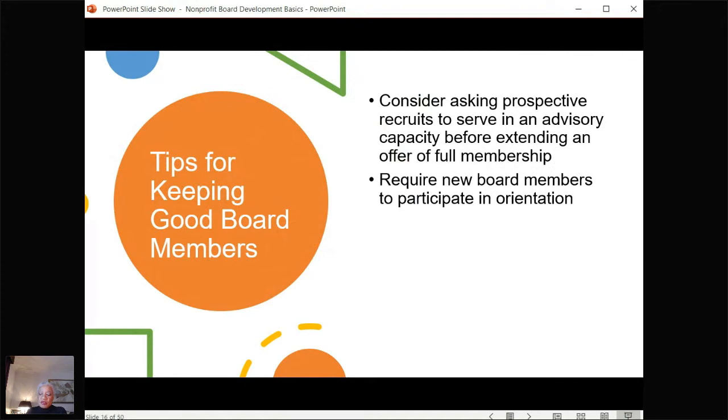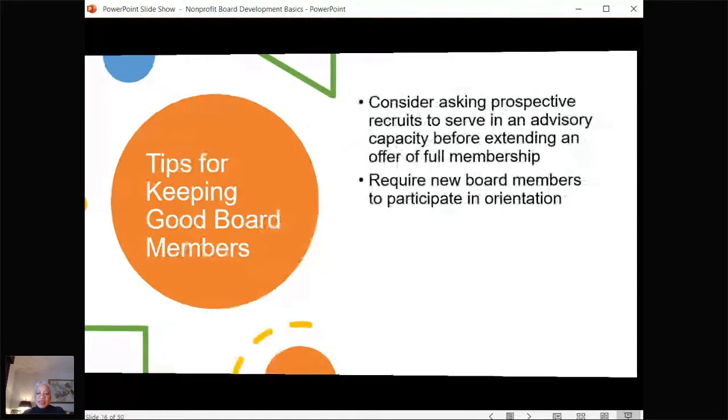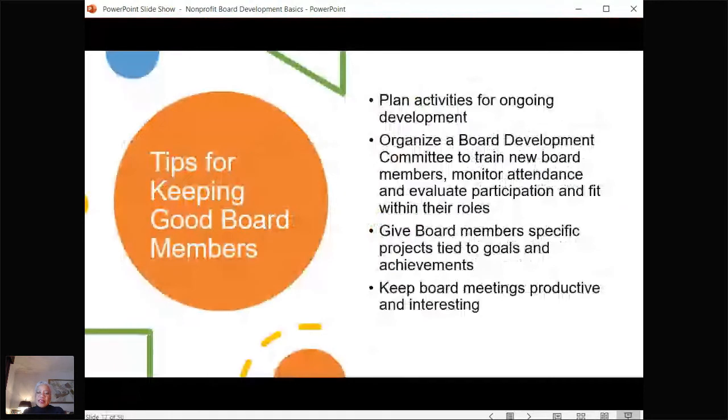And then you want to also, as I said before, require that new board members participate in an orientation and even onboarding, where you partner them up with other board members, create a buddy system so that they feel comfortable and don't feel lost. And if you're the executive director, it helps if you would keep in contact with them, give them extra attention to make sure that they're moving along smoothly, making a good transition into the organization.